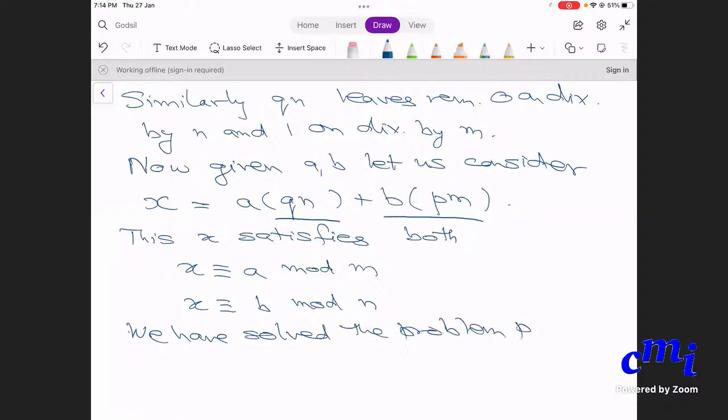We have solved the problem, provided we can find p and q such that pm plus qn is 1.